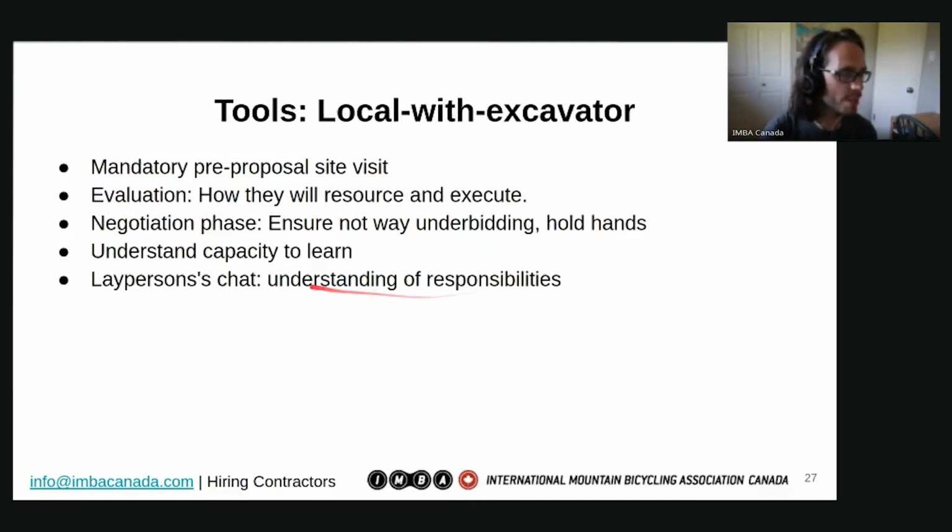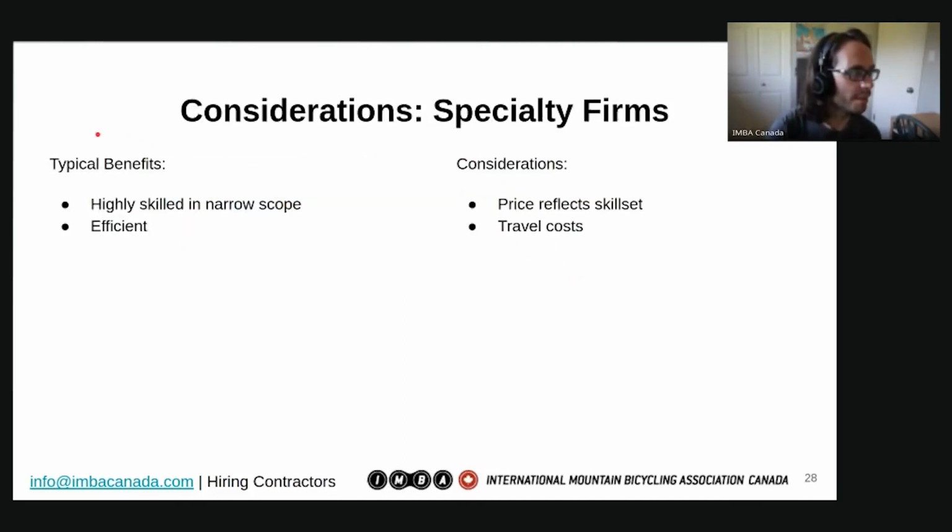So make sure they understand their responsibilities, and maybe really consider whether the risk is worth it. Consider the project, make sure it's something that is reasonable for somebody who's still learning that domain. You do want them for their excavator experience, but maybe they can be pushed along. And then finally, specialty firms. So these are people who are highly skilled in a narrow scope. They're typically efficient, and they're typically expensive for that reason.